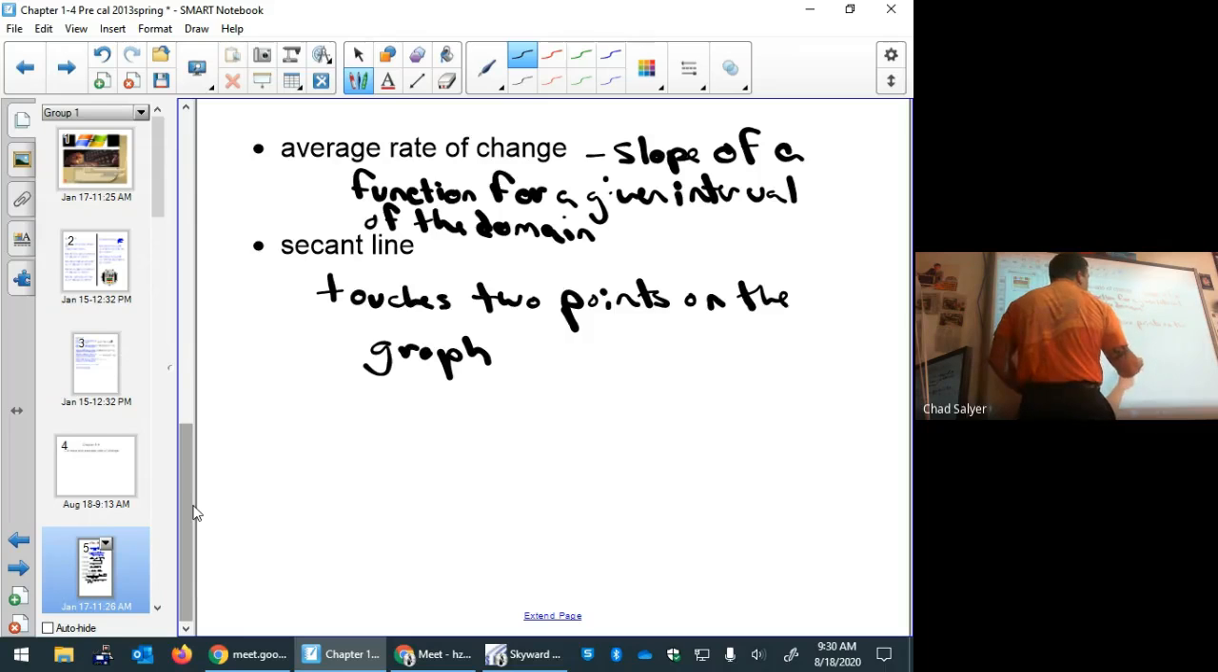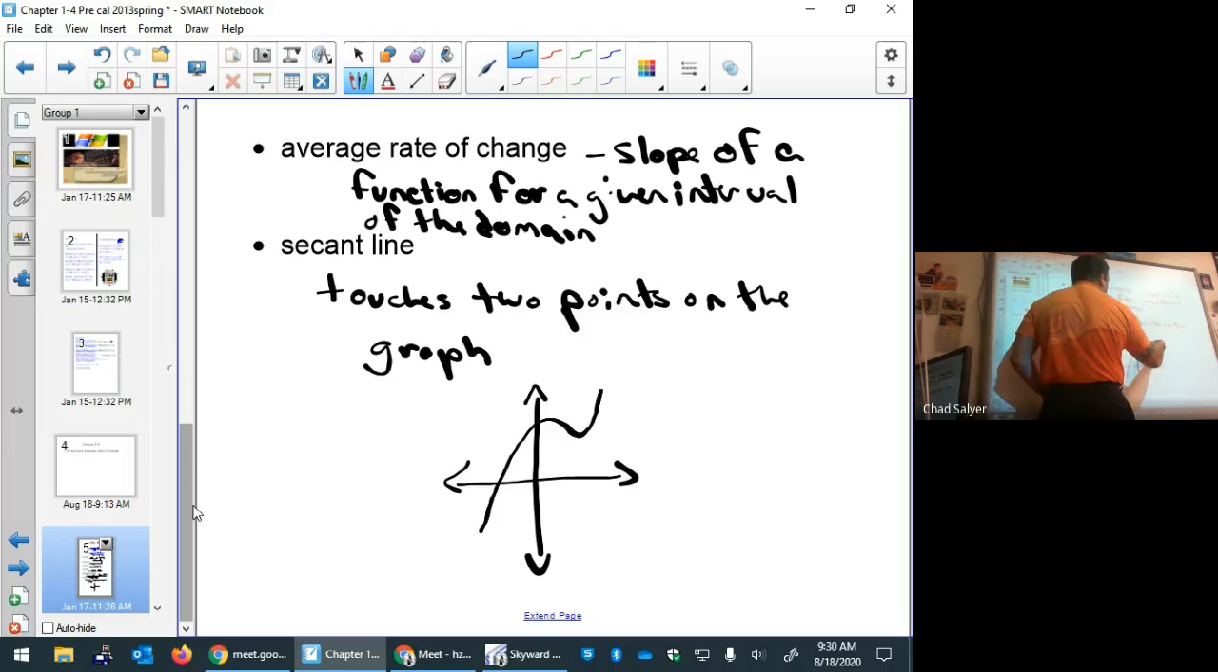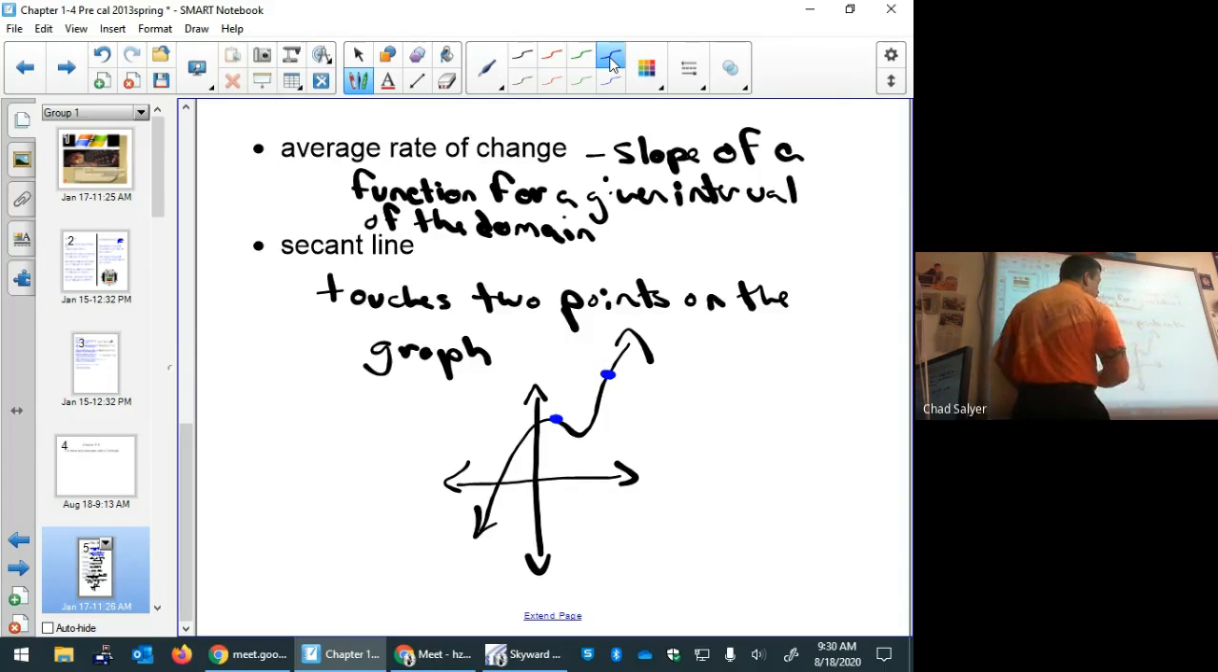So if I had, let's say, this sort of graph, and I was interested in its average rate of change between these 2 points, the secant line between those 2 points would have that average rate of change. So secant line and average rate of change are related, and it touches at least 2 points. It doesn't necessarily preclude the possibility that it touches more, but it touches at least 2 points. And those 2 points in the case of average rate of change would be the beginning and the ending points of that interval of the domain that we're concerned about.